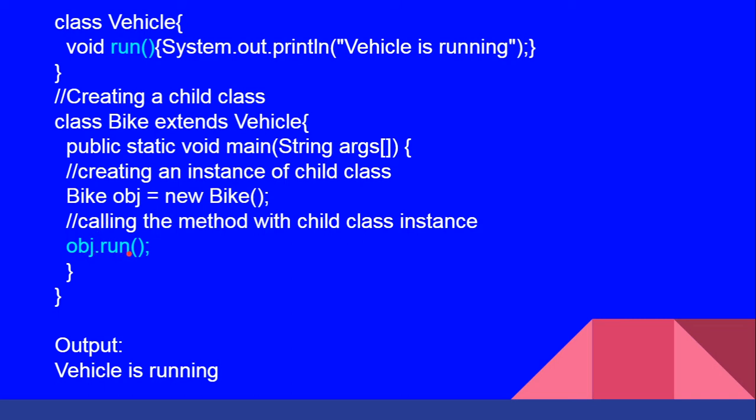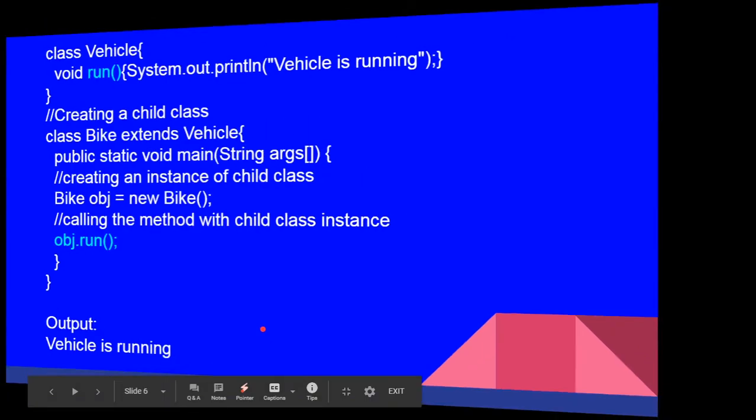Naturally this obj is an object of the Bike class. The method is actually run, but this Bike class already extends the Vehicle class. So from the Vehicle class the message System.out.println vehicle is running is the output we get. Now let us see by the next example how the overriding takes place.